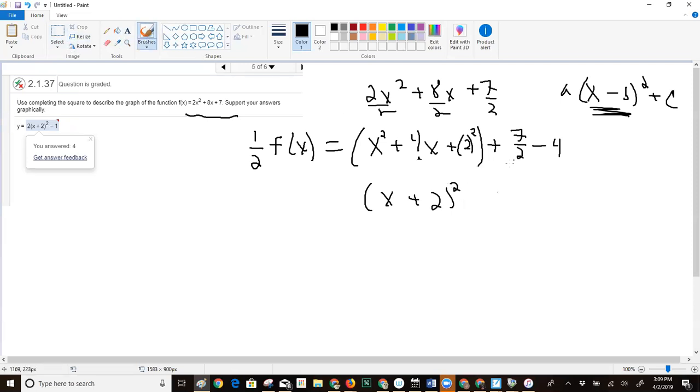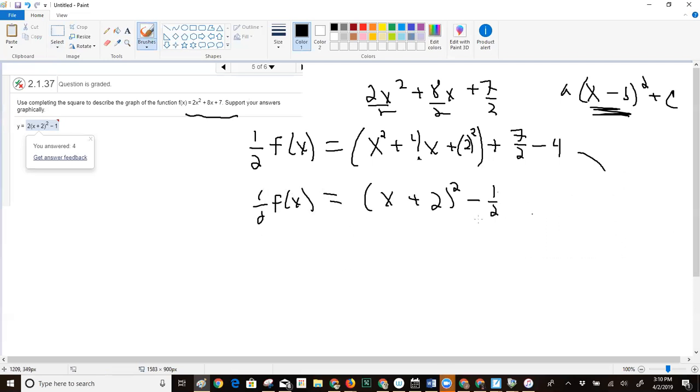And then, of course, I have to deal with the 7/2. So I get 7/2 minus 8/2, because 4 is the same as 8/2. Now 7/2 minus 8/2, common denominators, that leaves me negative 1/2. Let me get rid of those. And then I still have that 1/2 times f of x on the other side.